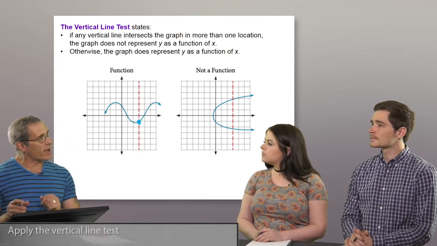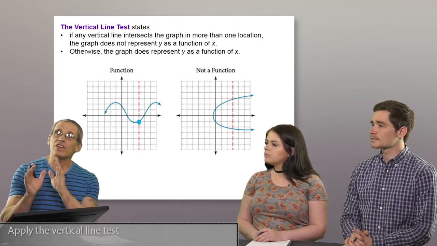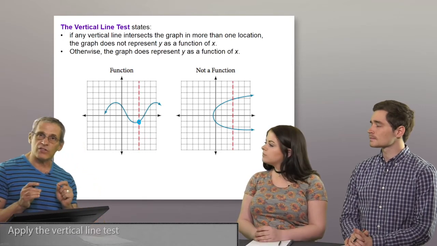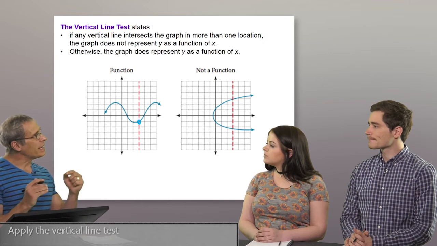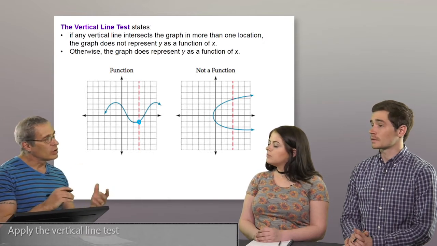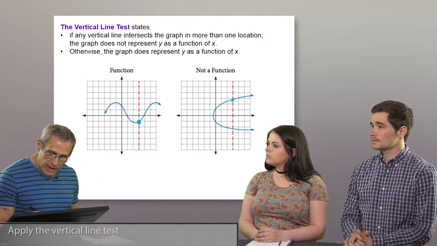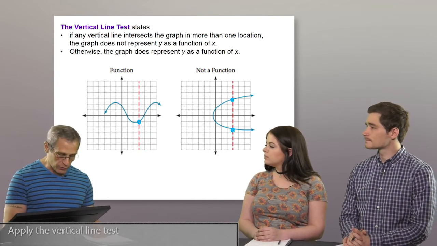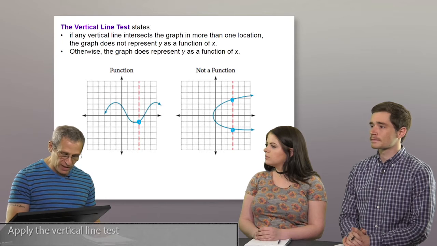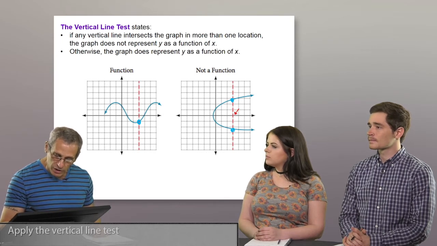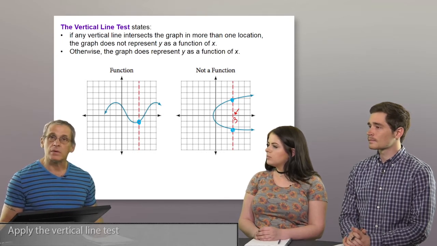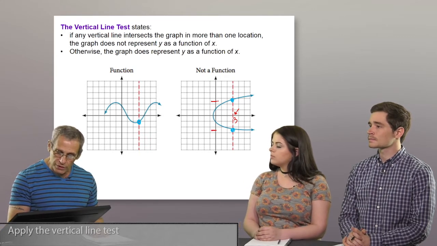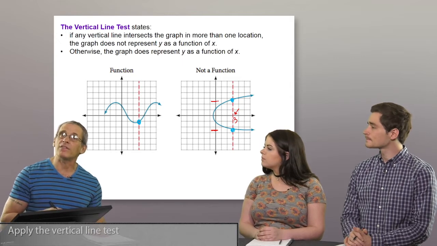Look at the second graph. We see a single vertical line. Even the one we see intersects the graph of this relation in how many locations? 2. So this relation is not a function. Why? Because for the input value we're seeing here, which is 3, it would correspond to 2 different outputs, and that violates the definition of a function.